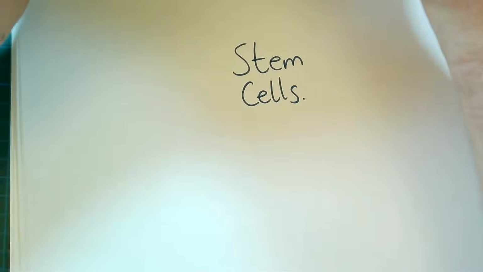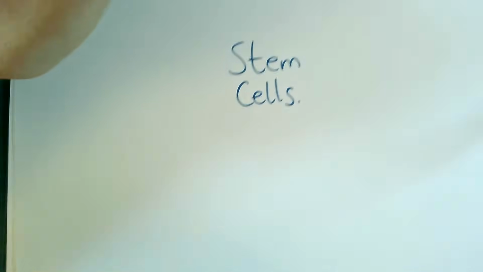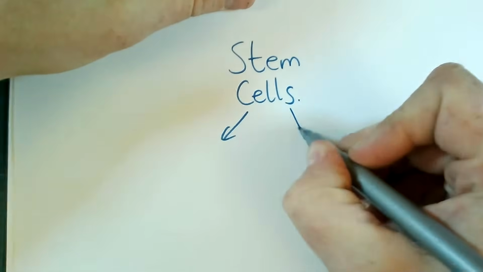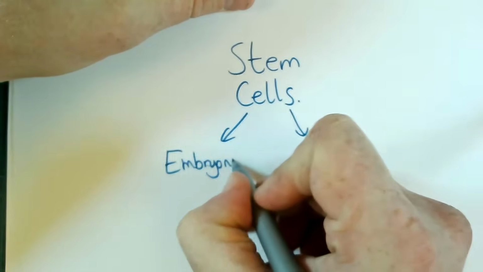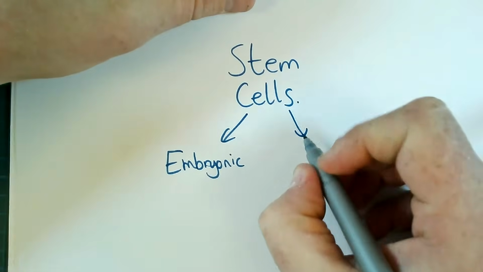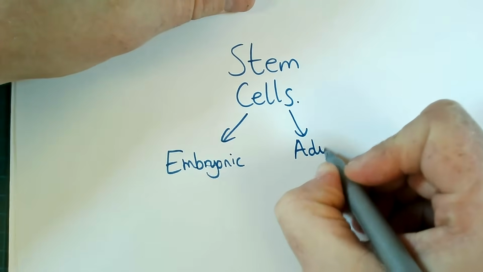So that's specialized cells. So what stem cells are, and stem cells come in two types. You have embryonic and you have adult stem cells.